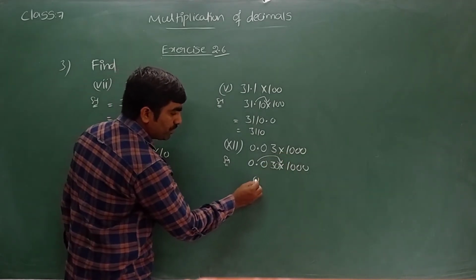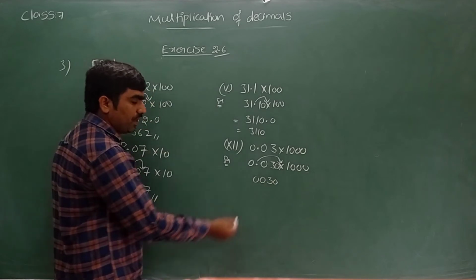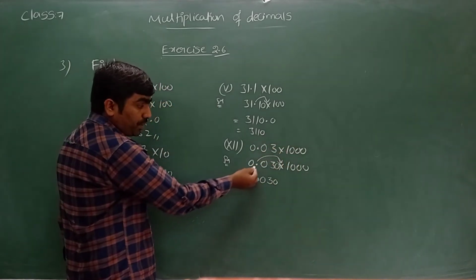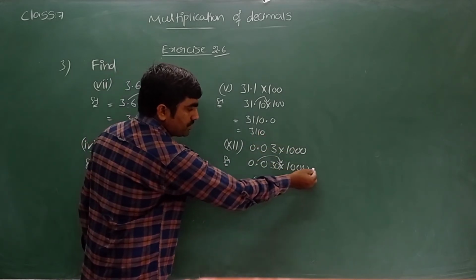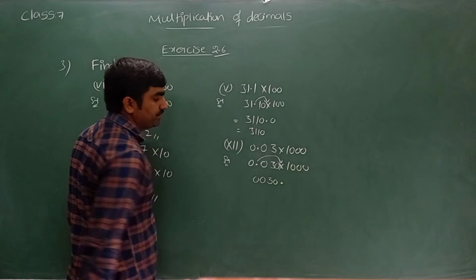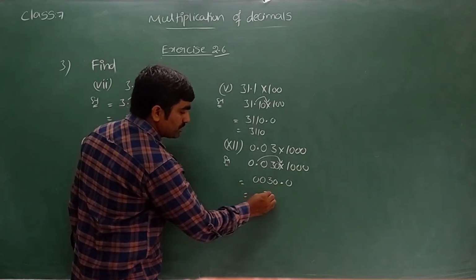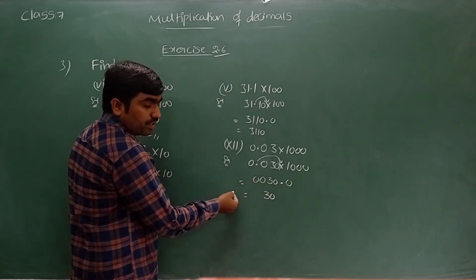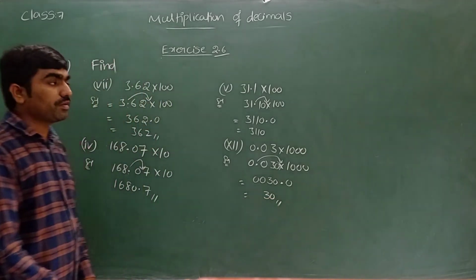What can we write now? 0030. Yes. After 3 digits the decimal point is shifted to the right side. Because of the 3 zeros, we can keep the point. If there is no decimal part, we can keep 0 also. So finally, what is the answer? 30. The number before has no extra zeros and there is no value, so 30.0, we can write 30 also. That is the way we can multiply.